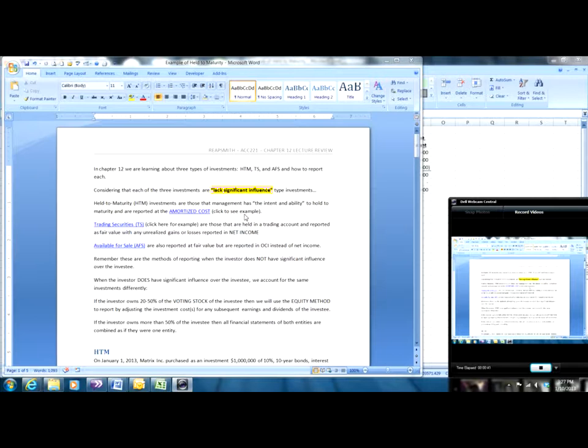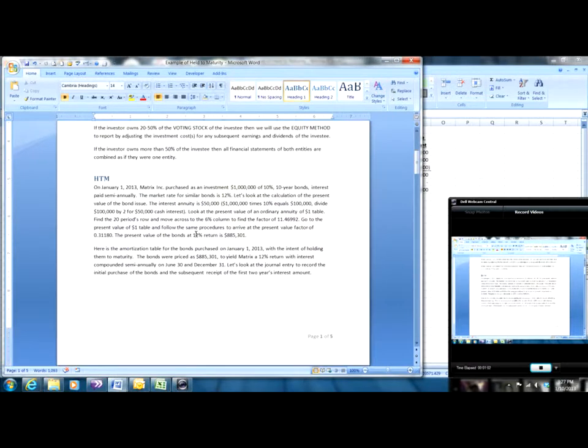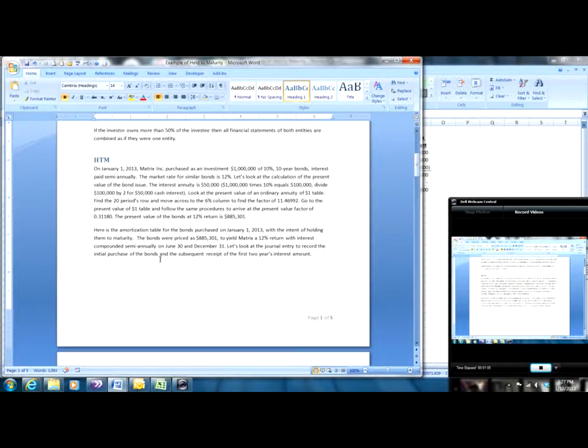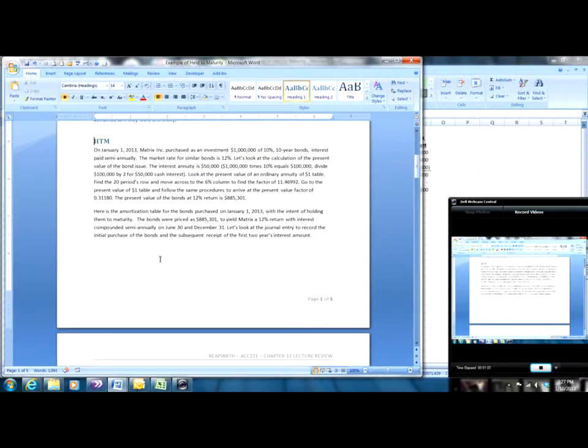So held to maturity investments are investments that management has decided that they have the intent and the ability to hold until they are mature or until the maturity due date. Okay, and we report these at amortized cost. So I made a little link right here that you can click, and it should take you to the HTM section of the document. So in this section, the HTM is the example that's in the book, and what I did was just kind of expound on what was in the book.